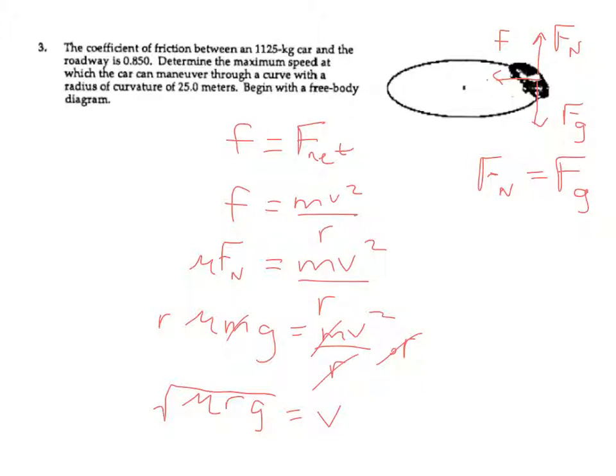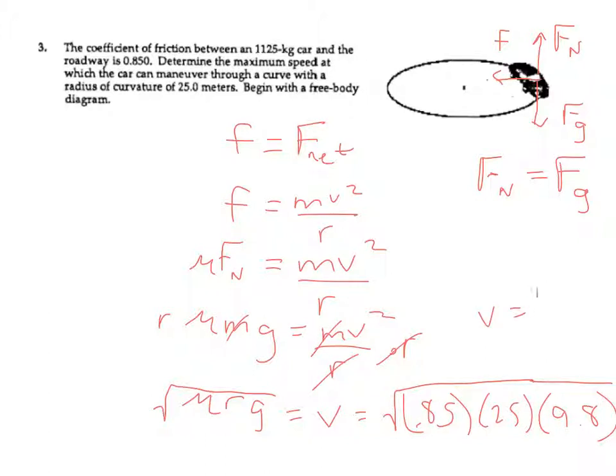When you have a car turning a corner, to find the maximum speed, you can do the square root of mu, the friction coefficient, times the radius times g, which is 9.8. So let's plug in numbers here. This would be the square root of 0.85, which is the mu, r is 25, and then g is 9.8. If you solve for that in the calculator, you should get a top speed of 14.4 meters per second.